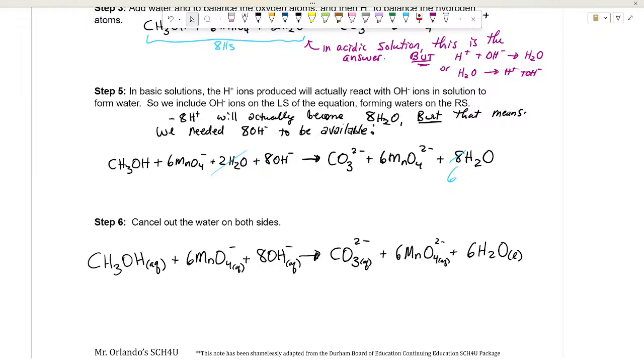Remember, anywhere you end up with H pluses, just replace them with water. But what has to go on the opposite side of the reaction? OH minus in equal number. Does that make sense? Now, in this particular case, the H pluses were in the products, which means we replace them with water and put OH minus as a reactant. It can go the other way around. Do you know what I mean?